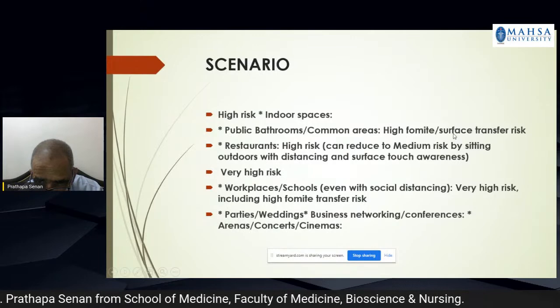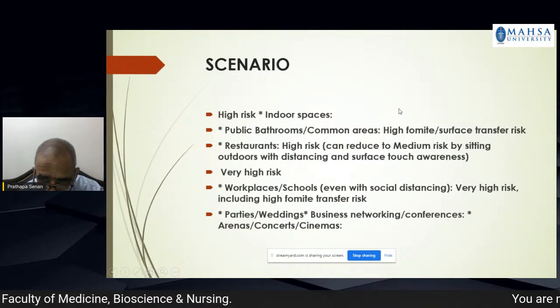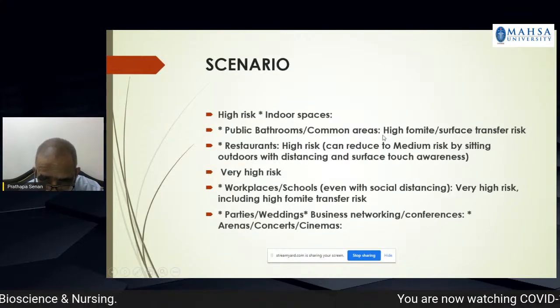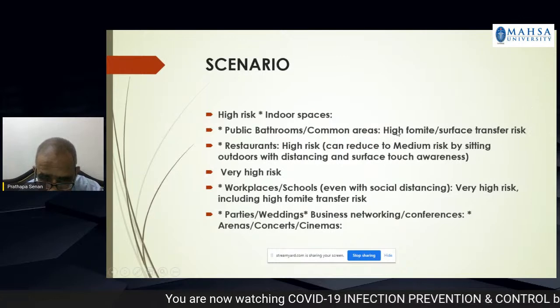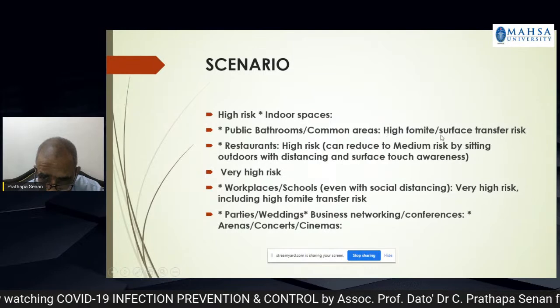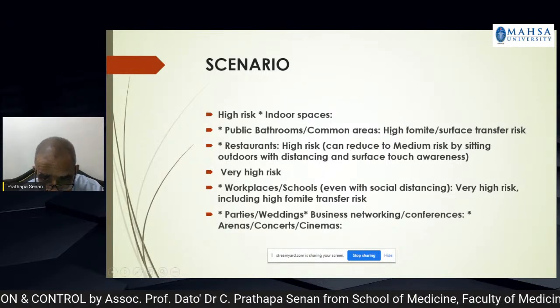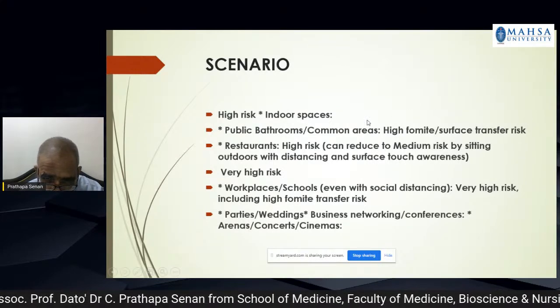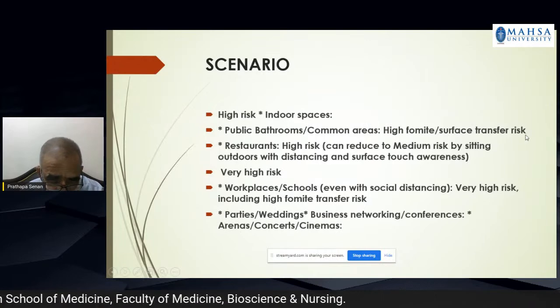high fomite, surface transfer. This is more in areas where there are patients staying. For example, in your isolation area or in the house before you're diagnosed. So fomite transmission is more for hospital-based and high-risk settings where the patients are around. That's where this surface transfer risk is high.